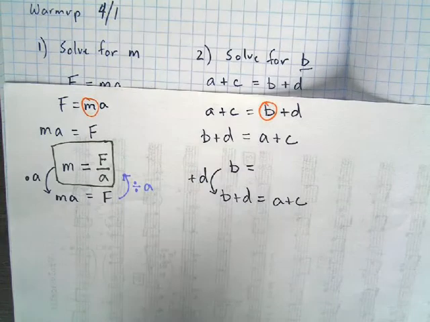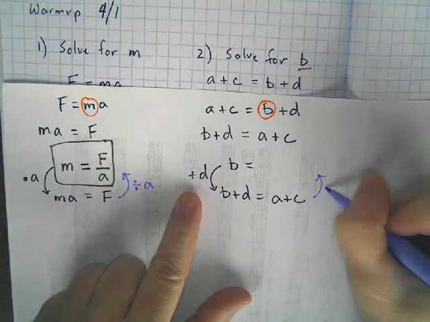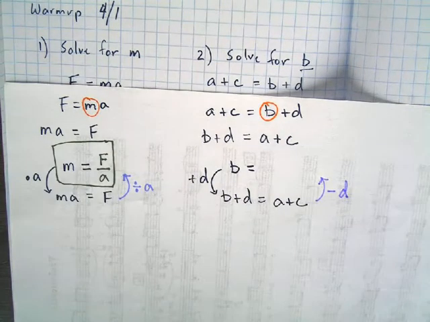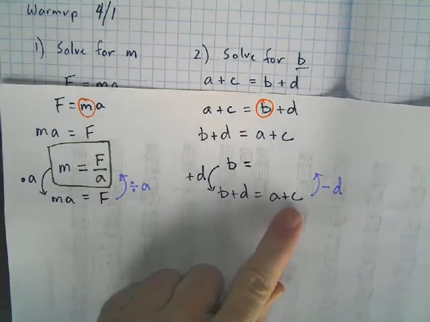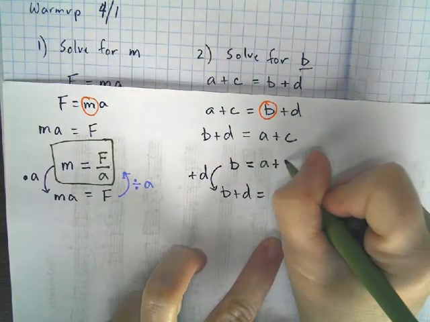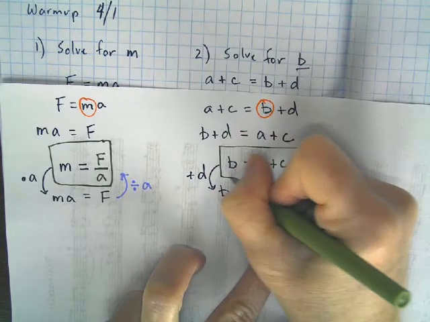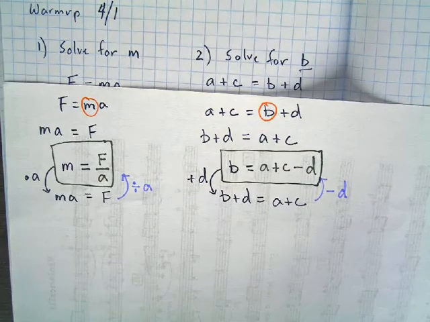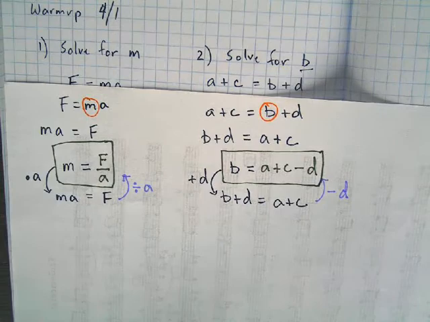So what's the opposite? The opposite of adding is to subtract. So this said plus d, so I'm going to minus d. And then I'll get my answer, a plus c minus d. And that's what I write, a plus c minus d. And that's it, nothing else I can do. I cannot combine like terms because a, c, and d are not like each other. They're all different letters. That's all I can do.